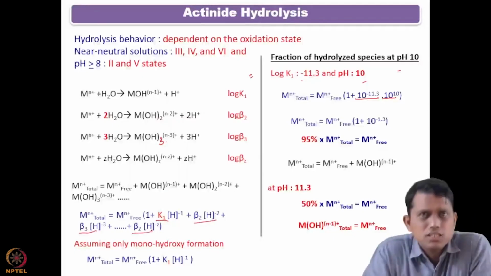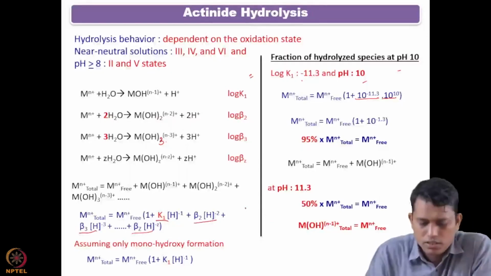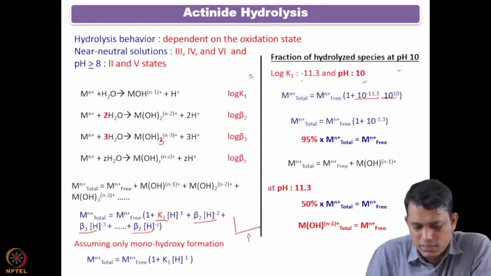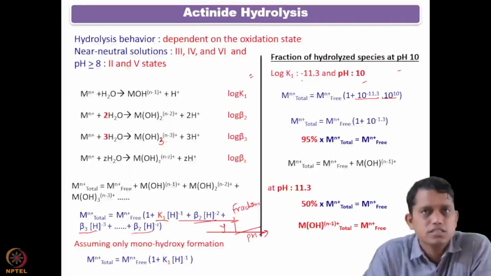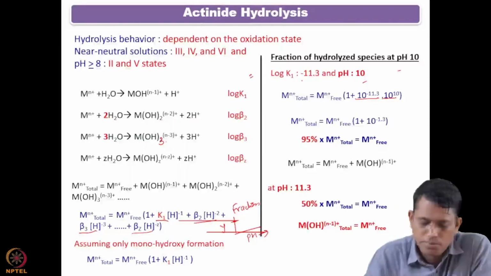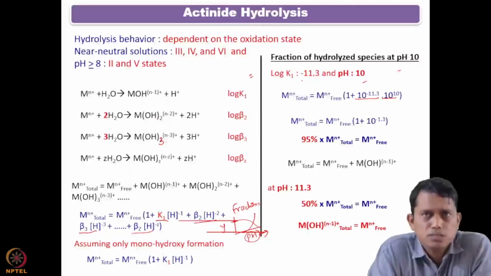And after solving this, what you will get is nothing but a plot in which the x-axis is your pH, and on the y-axis you can plot the fraction of the ion. Initially 100% is your total or free metal ion, and then with increasing pH there is a decrease in the free ion and an increase in the hydroxy species. These kinds of diagrams are generally known as speciation diagrams, or hydrolysis diagrams, where we see how the hydrolysis of the metal ion is taking place as a function of the pH.